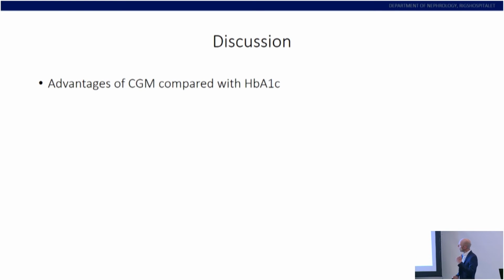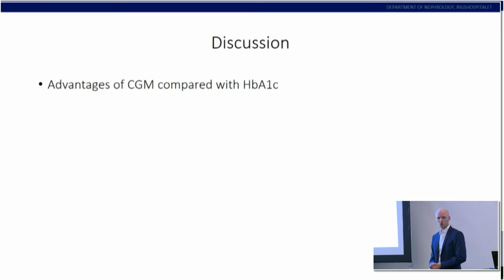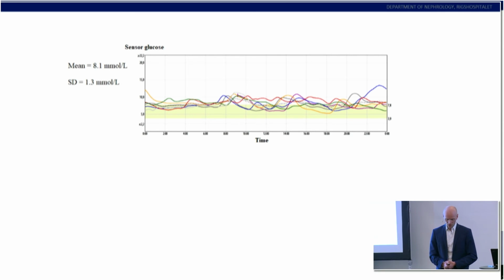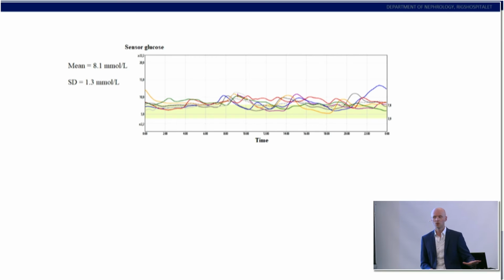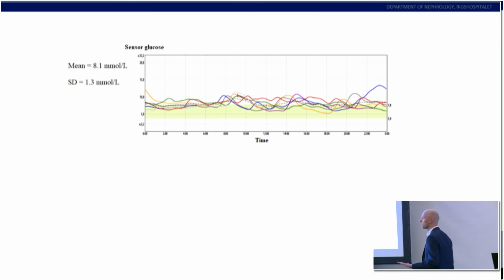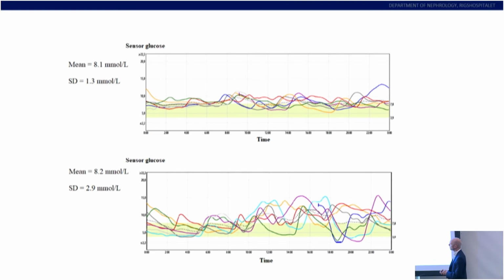Okay, so what are the advantages of CGM compared to HbA1c? I just want to give you an example. This was the curve I showed you before, where we had a mean sensor glucose of 8.1, and in this patient you can see there were no readings below 3.9, so no hypoglycemia. But another participant in my study had almost the same mean glucose, and they would have the same HbA1c levels. But if you look at the curves intuitively, you can see here you have hypoglycemia.